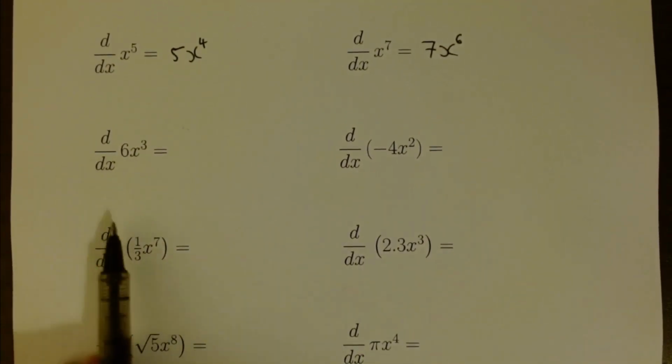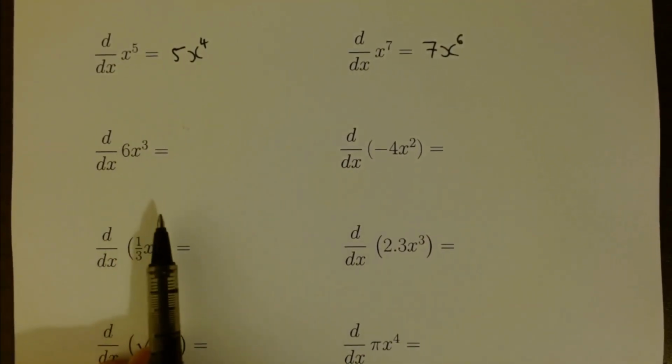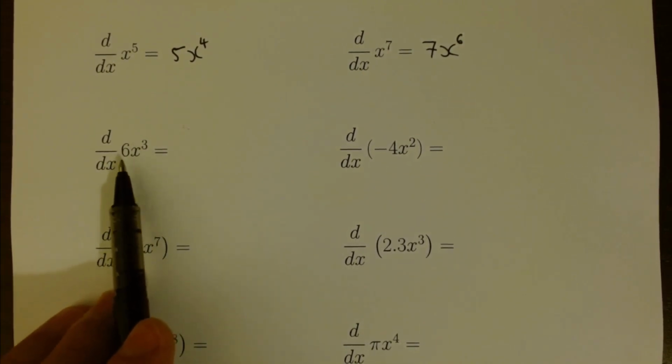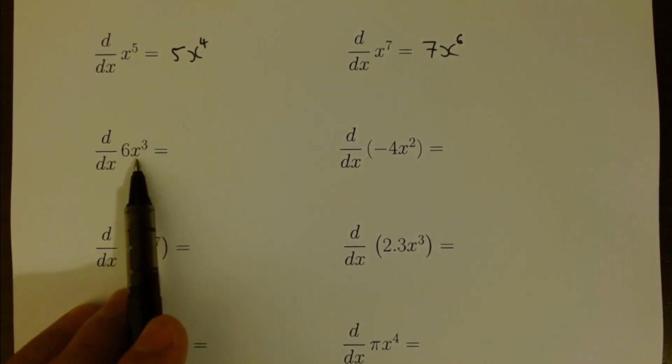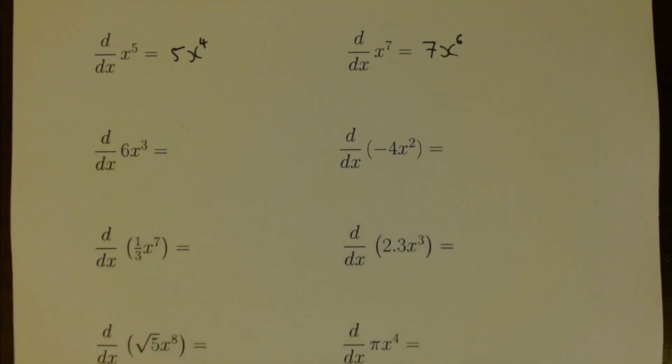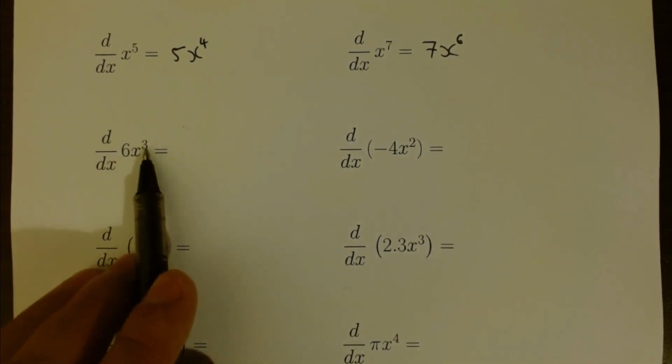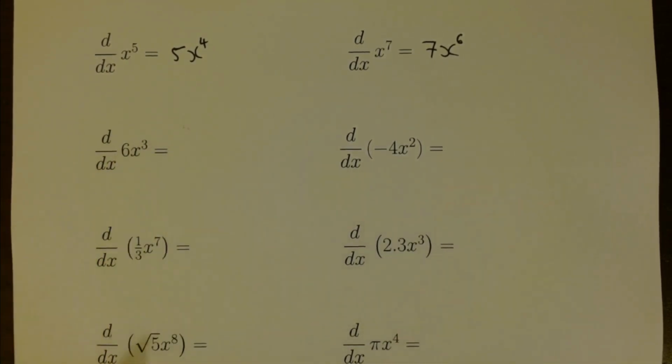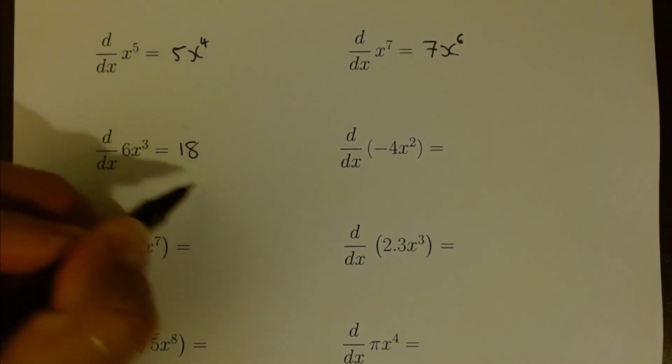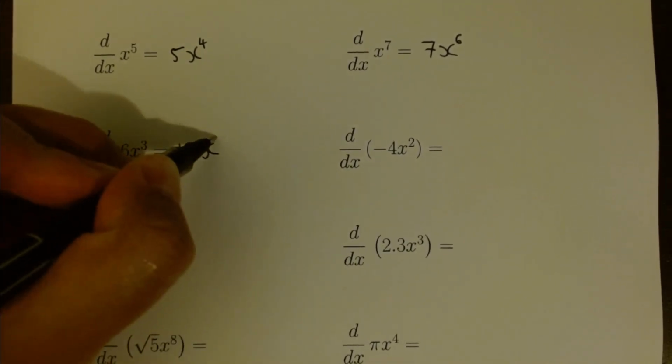Okay, next we want to differentiate 6x cubed, and we see here there's a number in front of the x cubed. What happens is the 3 will come down and multiply the 6, so we're going to get 18x, and then you just minus 1 off the power.